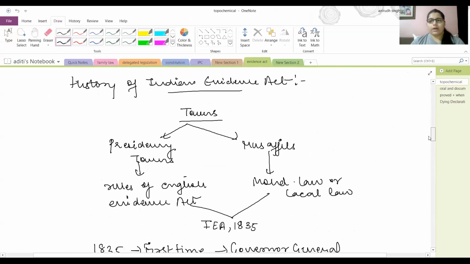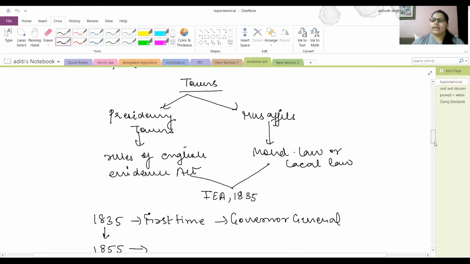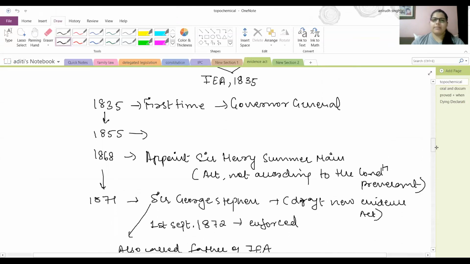Now, moving on to the history of the Indian Evidence Act. Earlier there used to be two kinds of towns. First were the British presidency towns, and the second were the mofussils. Presidency towns were governed by the English Evidence Act, and the mofussils were governed by Mohammedan laws or local laws, and then the Indian Evidence Act came into existence. For the first time in 1835, the Governor General made an attempt to make an Indian Evidence Act, and it existed till 1855.